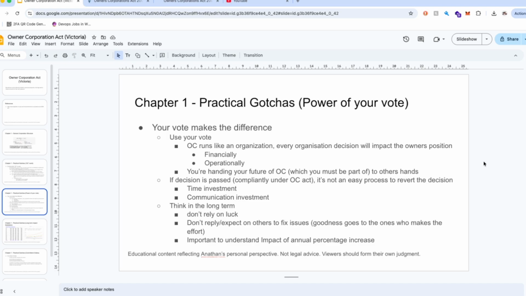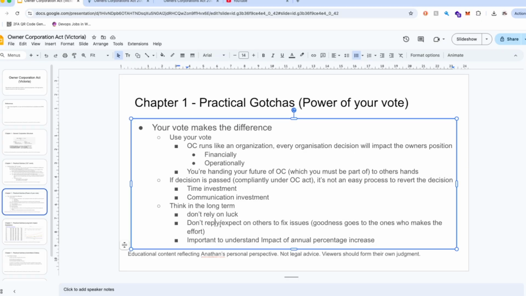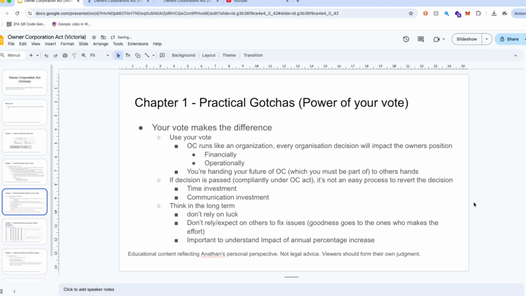Next, think in the long term. Don't rely on luck. Don't rely on, expect on others to fix the issue. Goodness only goes to the ones who make the effort. Goodness goes to the one who makes effort. And if you didn't make an effort and you still get the goodness, you're probably just really, really lucky.